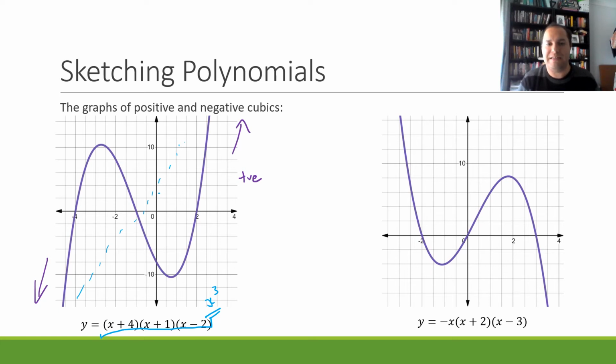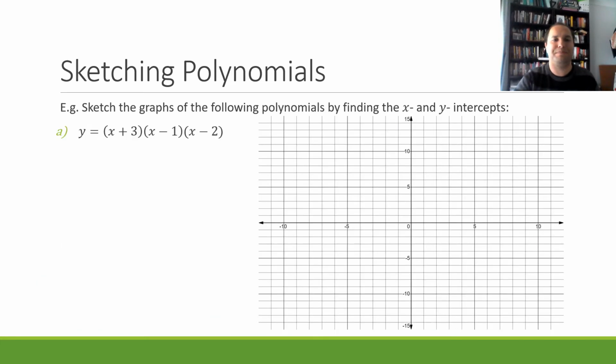For our negative cubic, it follows that same downward trend. There's a bit in the middle where it goes up and then back down, but generally speaking, just like our line, if our leading coefficient is negative, so that'll be negative x cubed, our cubic is going downwards. And that's a big giveaway for the shape that we can expect to see when we sketch our cubics.